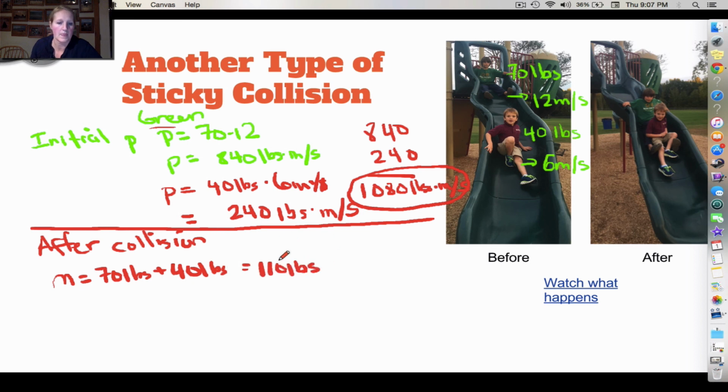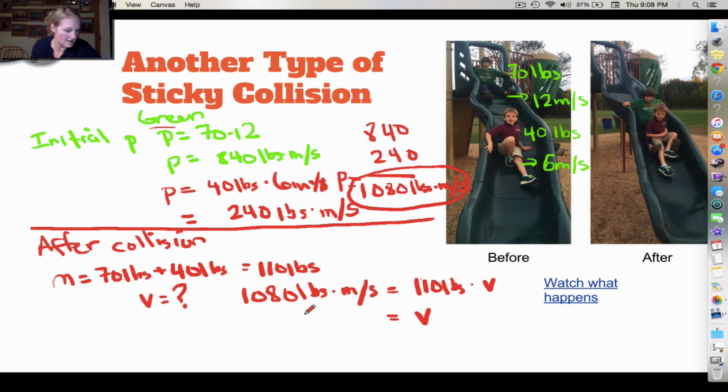Okay, and we know what the total p-value had been, so let's use a little bit of algebra. We will figure out what the velocity is by knowing that 1,080 pounds times meter per second will be equal to their new total mass times their velocity. Okay, so when we solve for this, we will get that the velocity is equal to 9.8 meters per second. Okay, so this little guy speeds up because he was initially going 6 meters per second. This little guy was going 12 meters per second, so he will slow down. He will experience a slowdown. But together, they will continue to move down the slide. Okay? So again, in a force-free situation, this is what would happen.